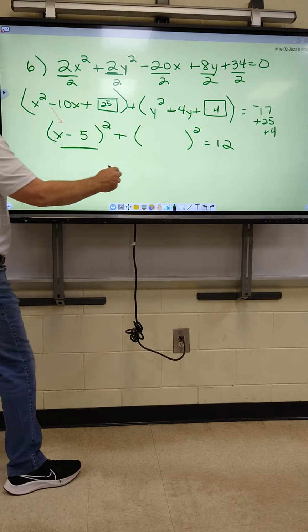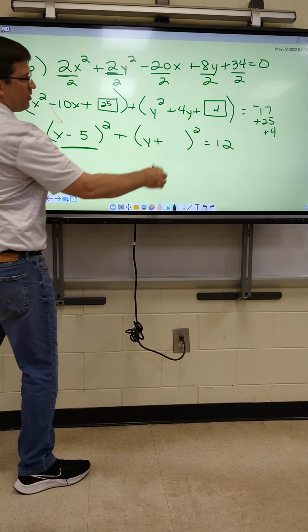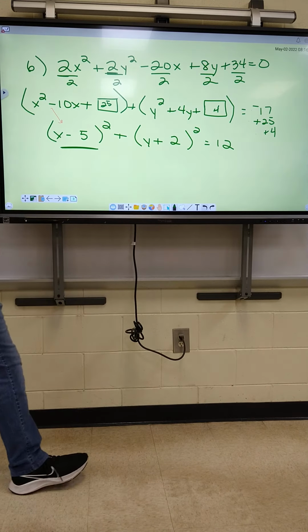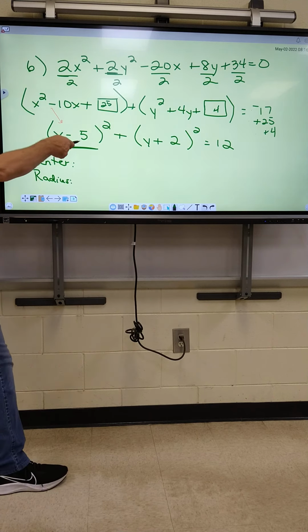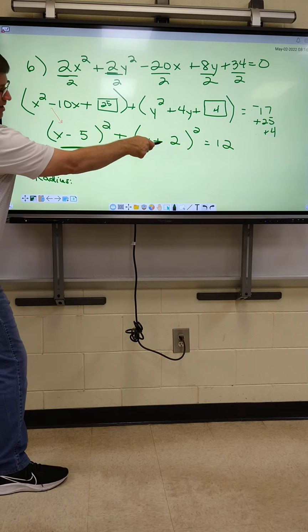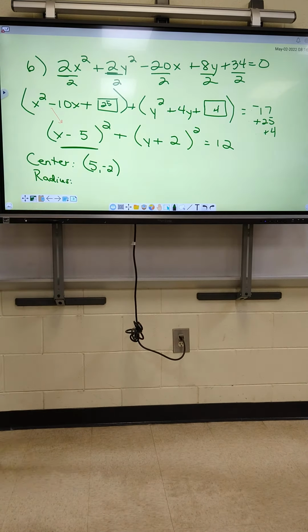All right, the other parenthesis is going to be y plus something. What is it? 2. Square root of 4 is 2. All right, so now we have to write what our center is, and we have to write what our radius is, but I'm not making you graph them on the back. How do we find the center? We go positive 5, negative 2. Positive 5, negative 2 is my center.